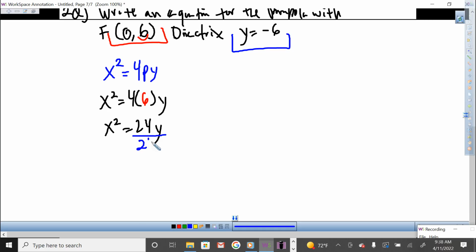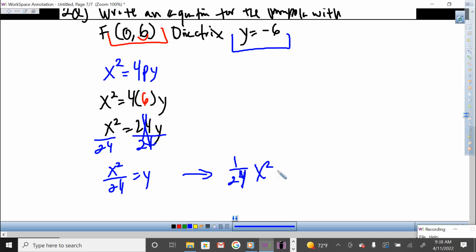Very good. Divide by 24, divide by 24. So we end up with x squared over 24 equals y. Or another way of writing that, what's the coefficient of x squared? It's a 1. So we can write this as 1 over 24 times x squared equals y.